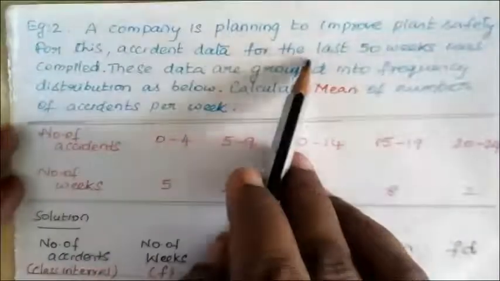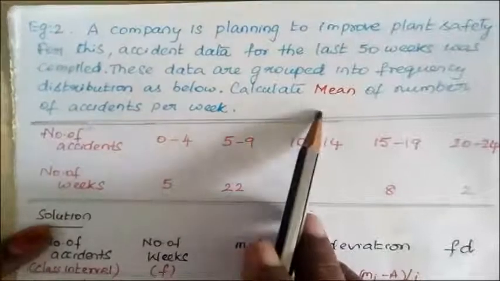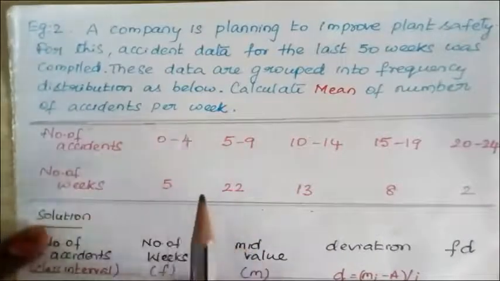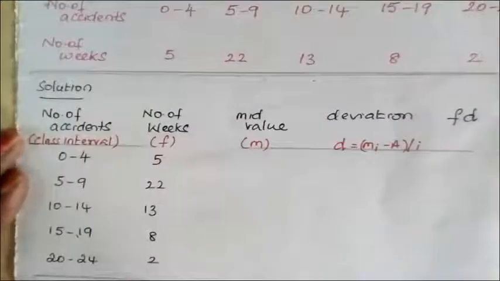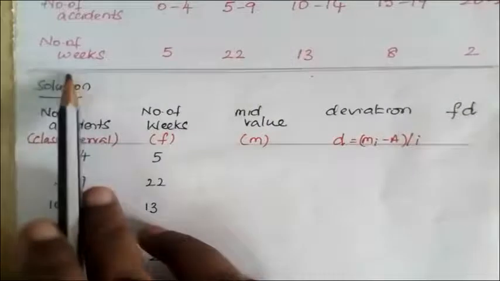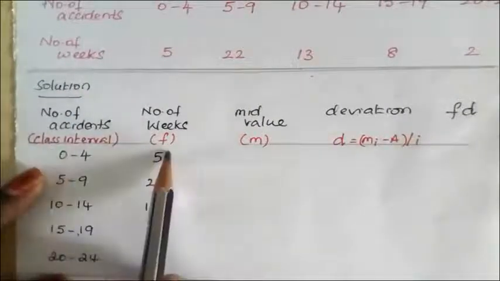Accident data for the last 50 weeks is given here in the tabular column. We have to calculate the mean number of accidents per week. For that, first we have to transform the given tabular column into a new tabular column in such a way as to get the values for substituting in the formula. Number of accidents is written in the first column, number of weeks in the second column. This is the class interval and this is the frequency F.